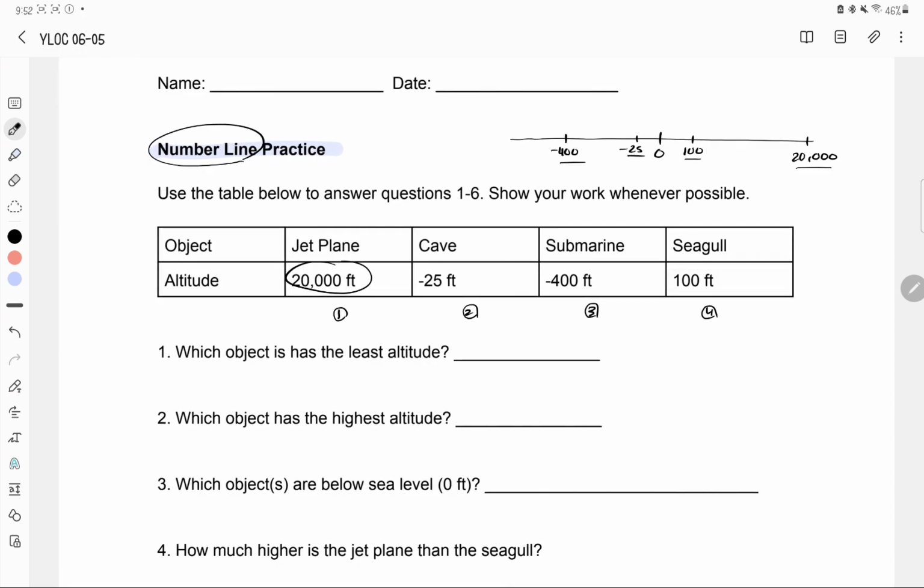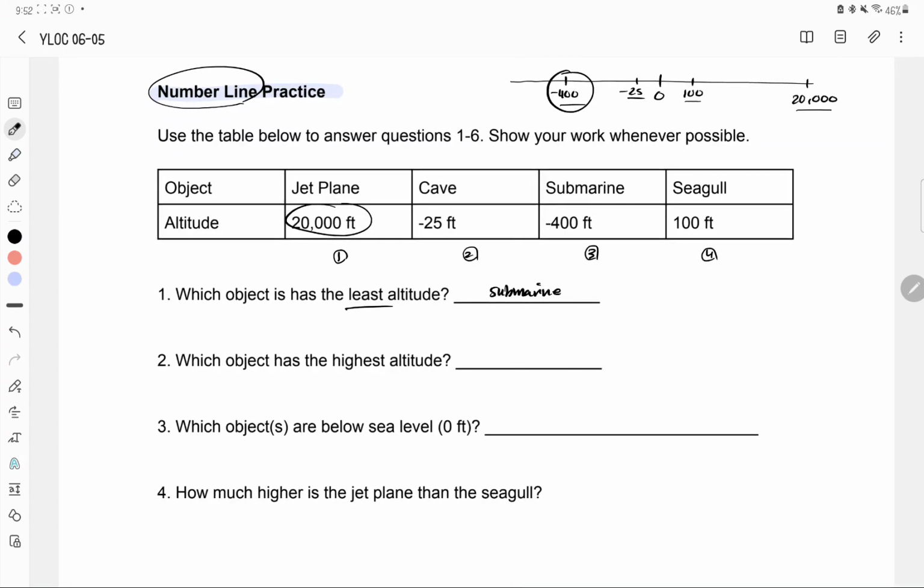So which object has the least altitude? In this case, it's the submarine, right? The least describes the very left number, because if it's very left, it's going to be smaller, right? And the object with the highest altitude is the jet plane, because highest means the very right, which indicates the greater number.